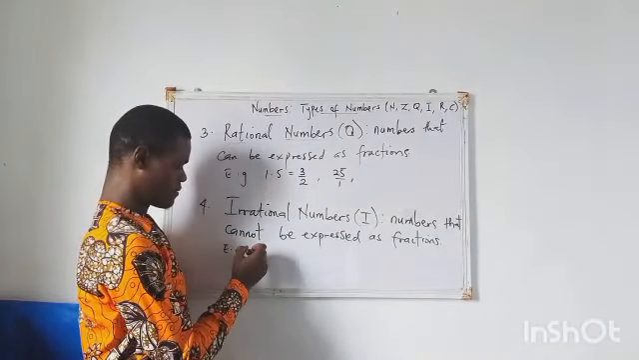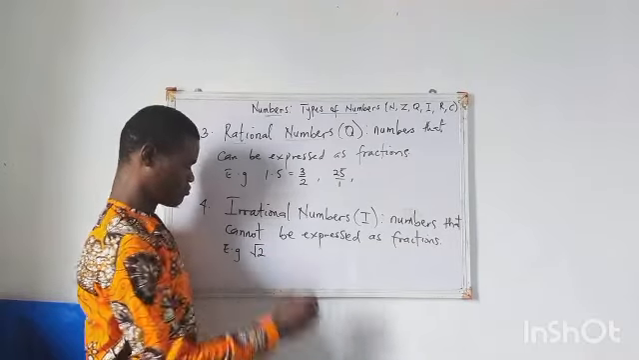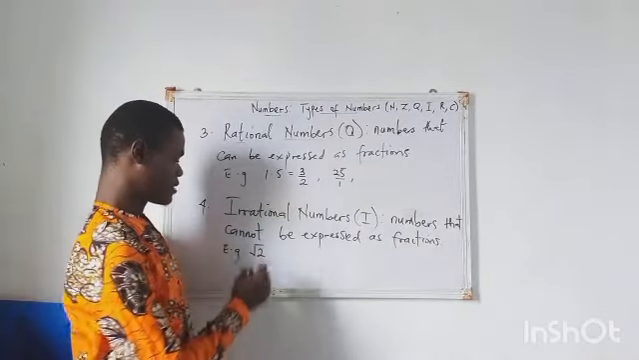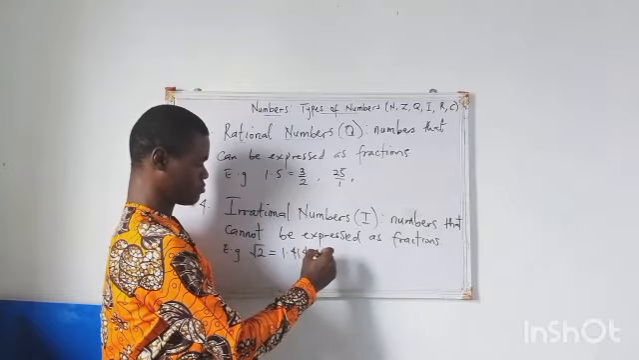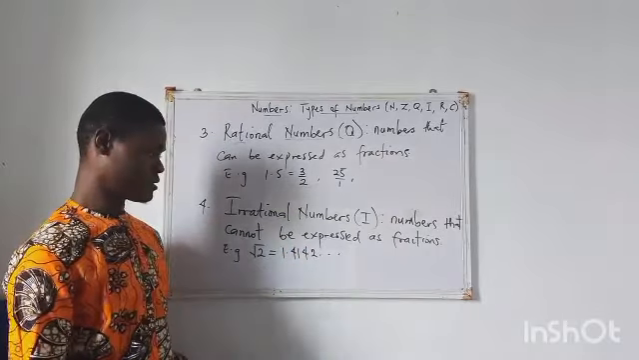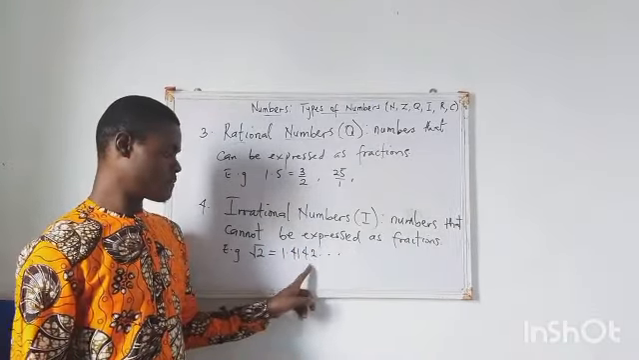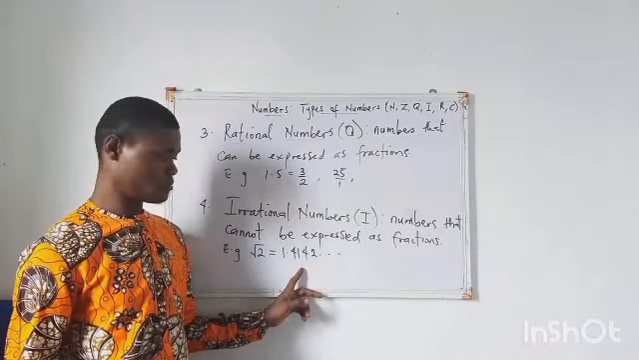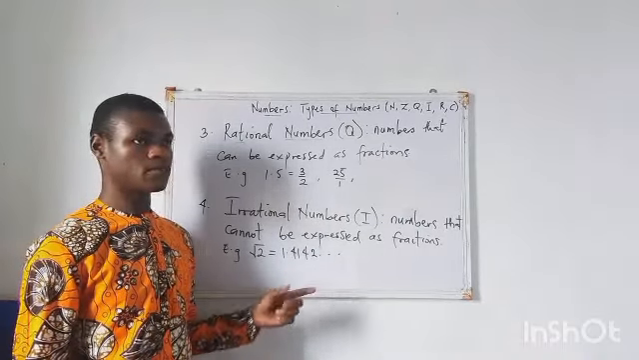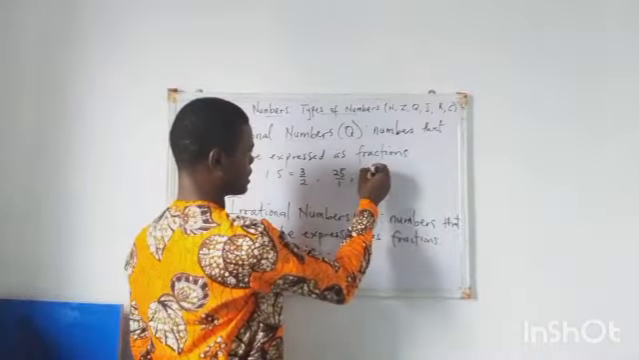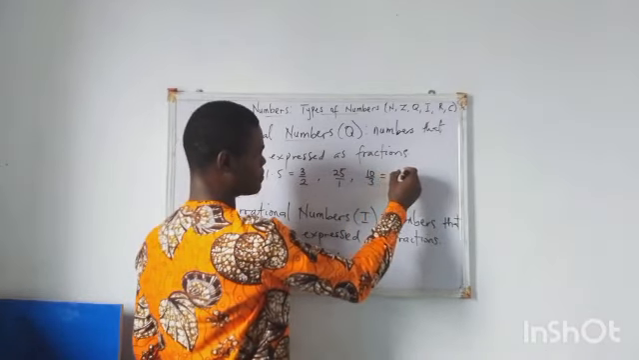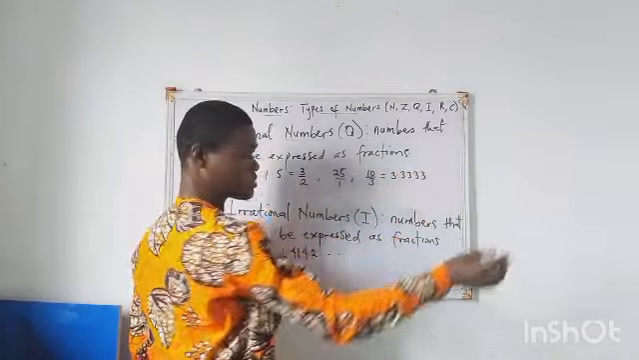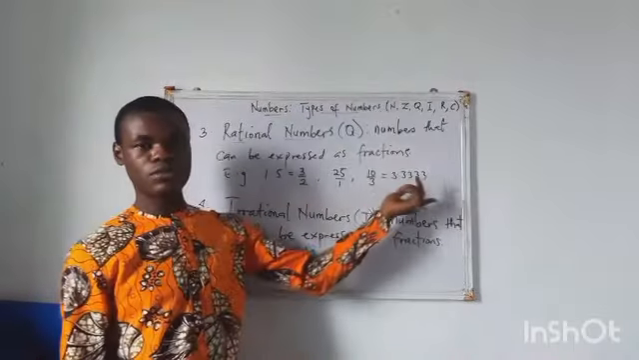For example, we have the square root of 2. If you press it in your calculator, the square root of 2 will give you 1.4142 and so on. Now, what do you see here? Non-recurring decimals. You don't have something like 10 over 3. 10 over 3 is going to give you 3.3333. It's repeating. These are what they call recurring decimals.